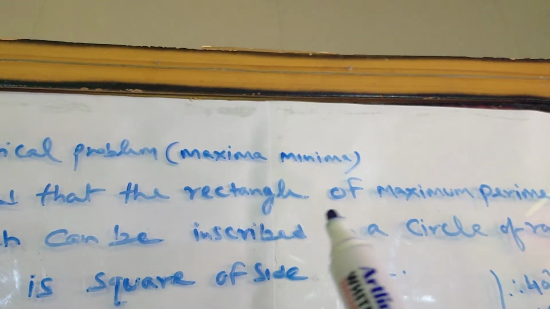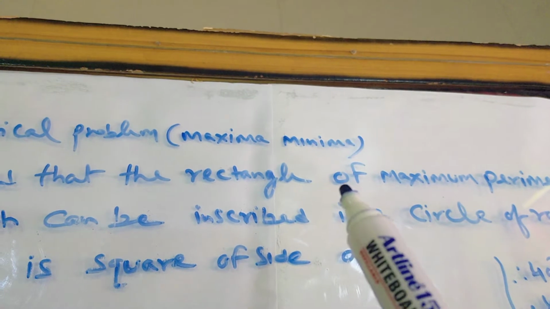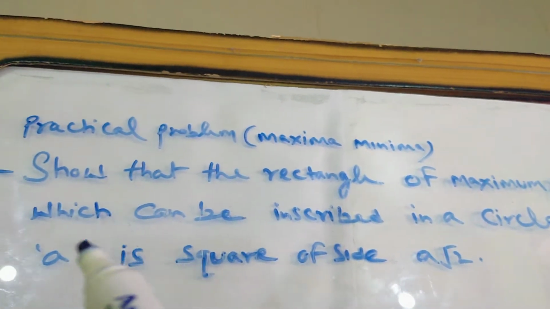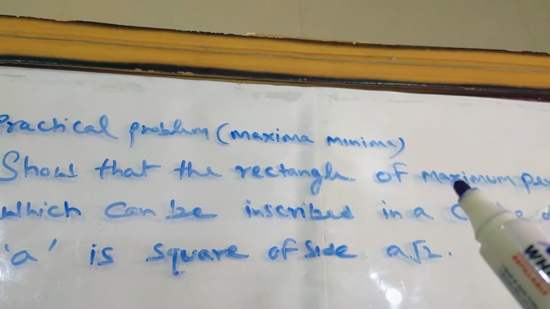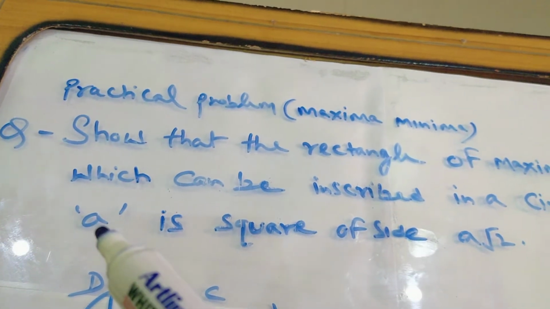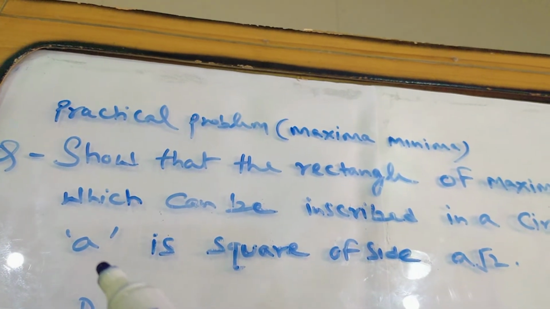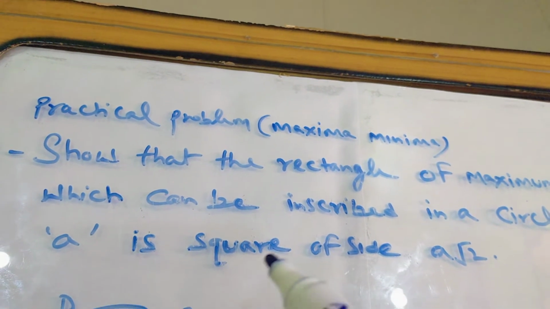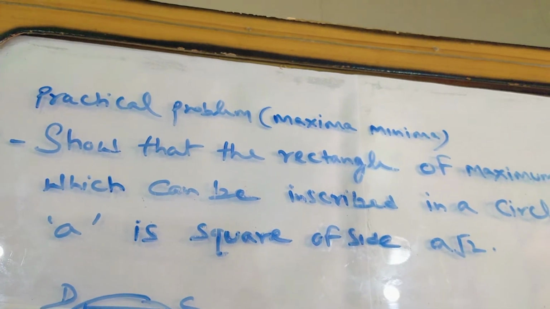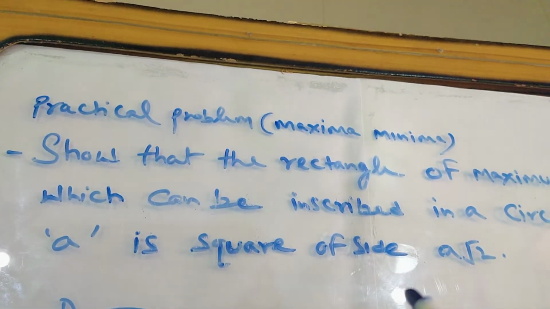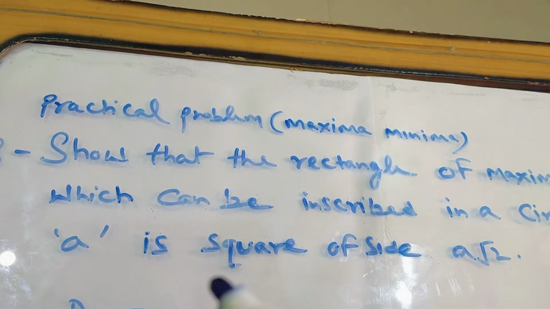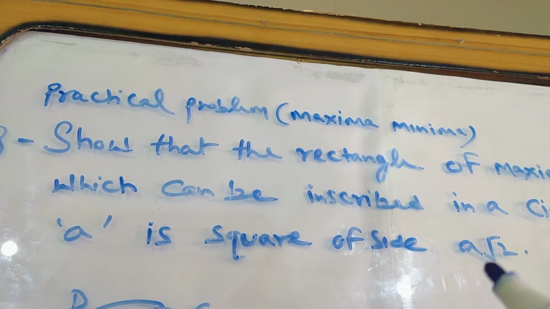Means we have to make a function of the perimeter of the rectangle and maximize it, for a rectangle which can be inscribed in a circle, that is, inside the circle whose radius is already given as a. A is the radius of the circle, and we also have to prove that it is a square, whose side is a root 2. In the beginning we take it as a rectangle, and later on we prove that it is a square having side a root 2.